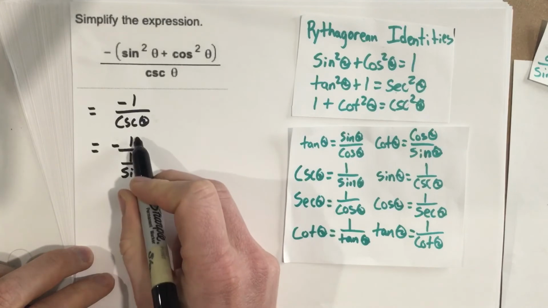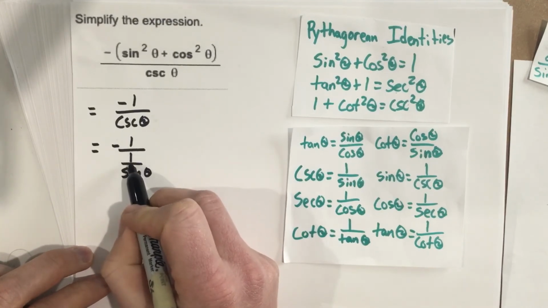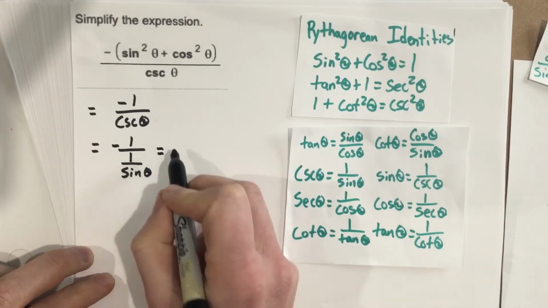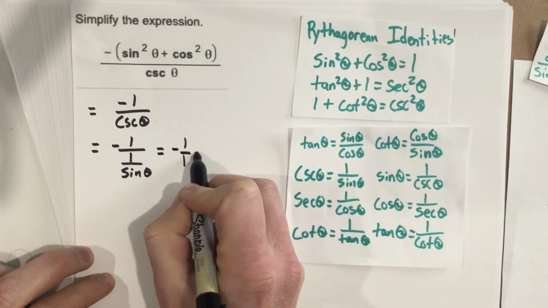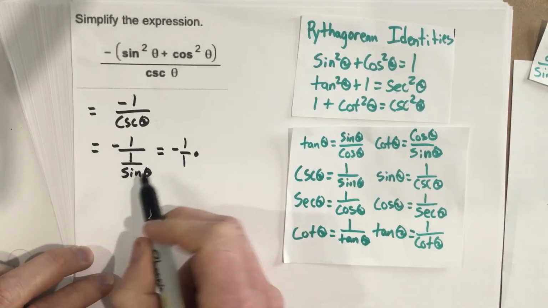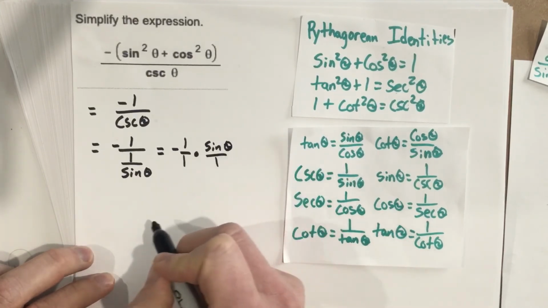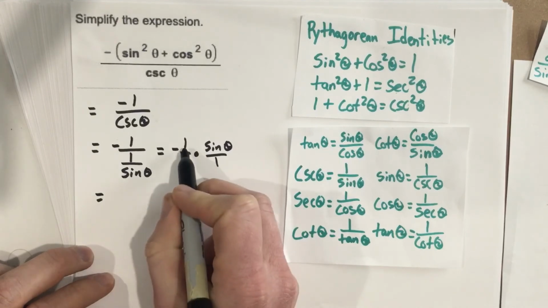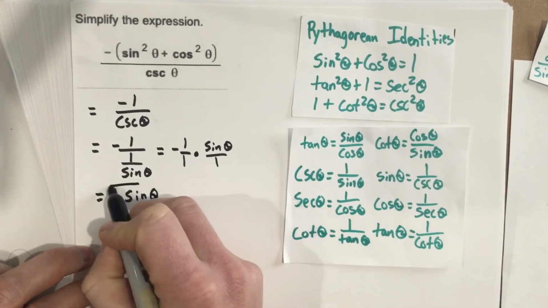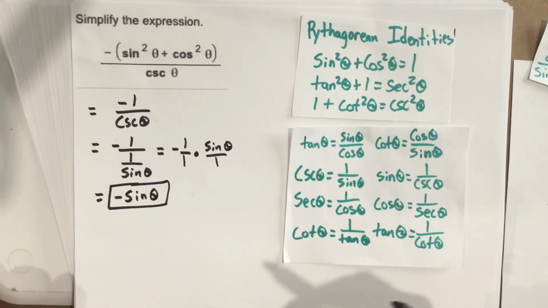Well, now I have a fraction on the bottom, and whenever I have a fraction in the denominator, I'm going to flip and multiply. So that means that I have negative 1 over 1 is the top, times the reciprocal of this, which is sine theta over 1. And that gives me negative sine theta. And I've simplified the expression. So something that looked complicated was really just negative sine theta. It's pretty cool.